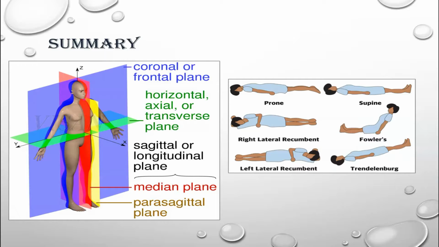So today we have learnt about the anatomical position, prone position, supine position, right lateral recumbent position, left lateral recumbent position, Fowler's position and Trendelenburg position. In the planes, we have learnt about sagittal plane, parasagittal plane, horizontal plane and coronal plane.